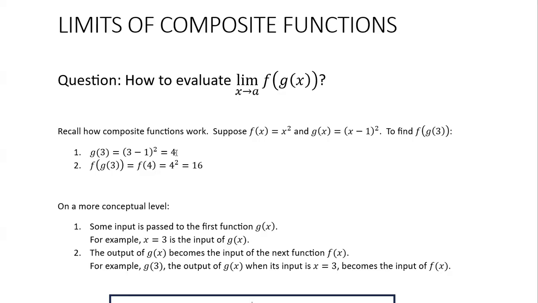Okay, and then we take this 4 and we plug it into f. So f of g of 3, we just found g of 3 is 4, so we replace that g of 3 with 4. So what's f of 4? That's just 4 squared, which is equal to 16. Okay, so we go into the inside first, and then we plug that output of the inside function into the outside function. Okay, so here's a more conceptual way to look at it.